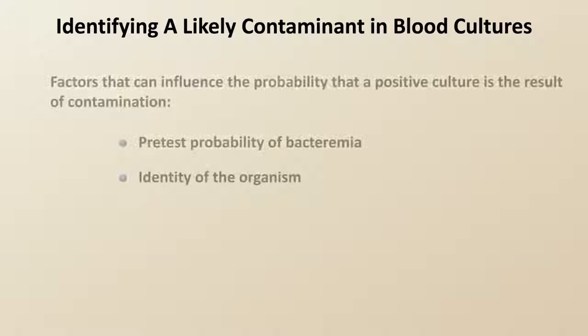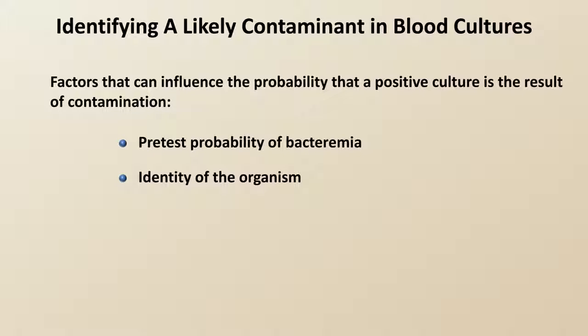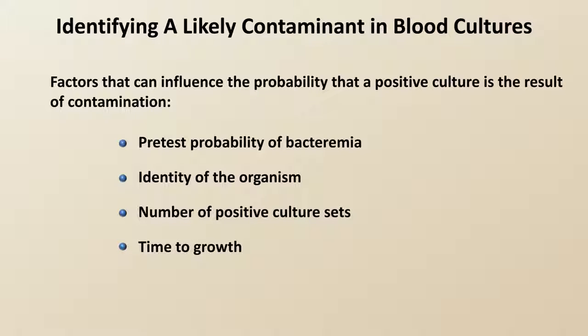Returning to this list, other factors that can influence the probability a positive culture is a contaminant also include the number of positive culture sets. The greater the number of positive sets, the less likely a contaminant. The time to growth. Several studies have shown that either bacterial growth occurring in less than a day decreases the chance of contaminant, or growth taking over 3 days increases the chance of contaminant. The final consideration is the institution-specific contamination rate, which can range from under 1% to over 6%.